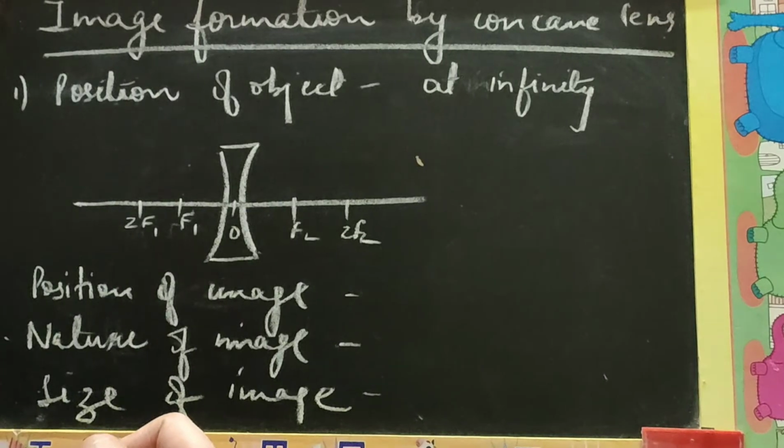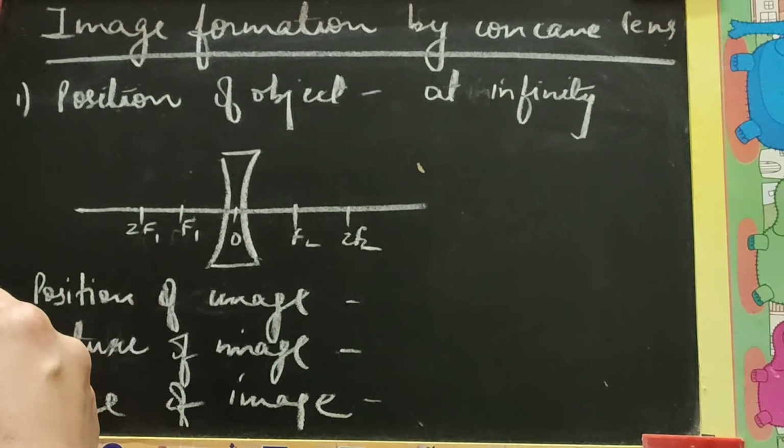Namaskar children. In the last class, we have covered up till the ray diagrams formed by a convex lens. Continuing with the topic, today we will first discuss the uses of convex lens and then we will move over to the image formation by a concave lens. Image formation by concave lens.